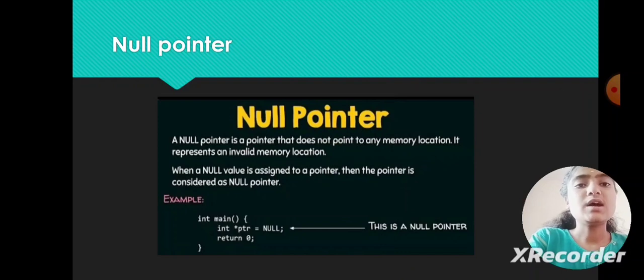Null pointer. A null pointer is a pointer that does not point to any memory location. It represents an invalid memory location. When a null value is assigned to a pointer, then the pointer is considered a null pointer. For example, this is an example for a null pointer.